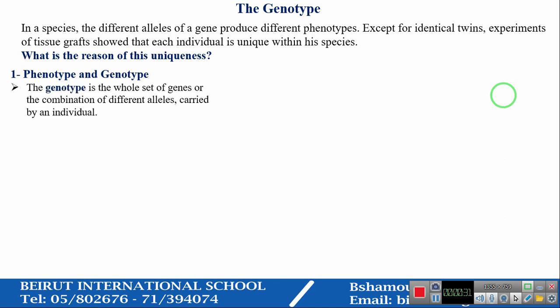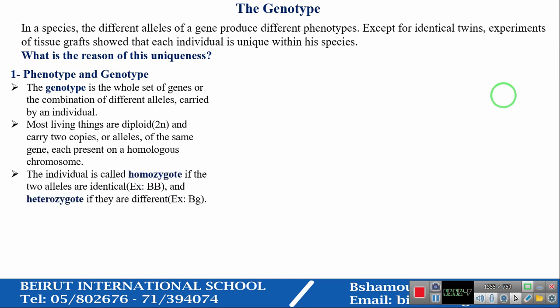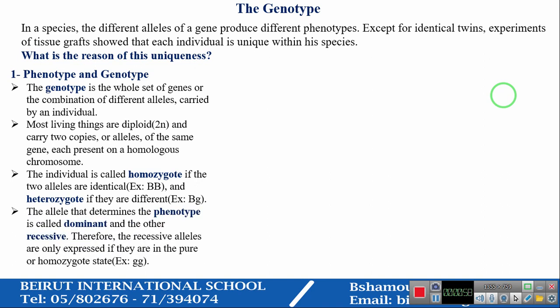The genotype is the whole set of genes or the combination of different alleles carried by an individual. Most living things are diploid and carry two copies or alleles of the same gene, each present on a homologous chromosome. The individual is called homozygote if the two alleles are identical, and heterozygote or hybrid if they are different. The allele that determines the phenotype is called dominant, and the other is called recessive. Therefore, the recessive alleles are only expressed if they are in the pure or homozygote state.